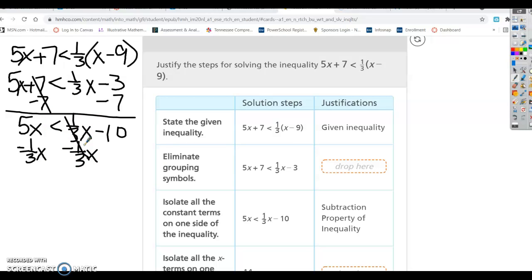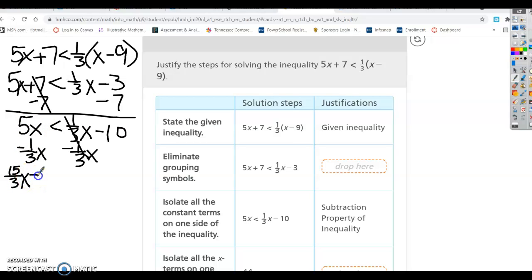All right, now to add a number and a fraction, to add basically two fractions, because you can write 5 as 5/1, you have to have a common denominator. So for a common denominator, I'm going to rewrite this as something over 3. So 5 is the same thing as 15 over 3. So 15 divided by 3 is 5. All I did was rewrite the 5x as 15 over 3x.